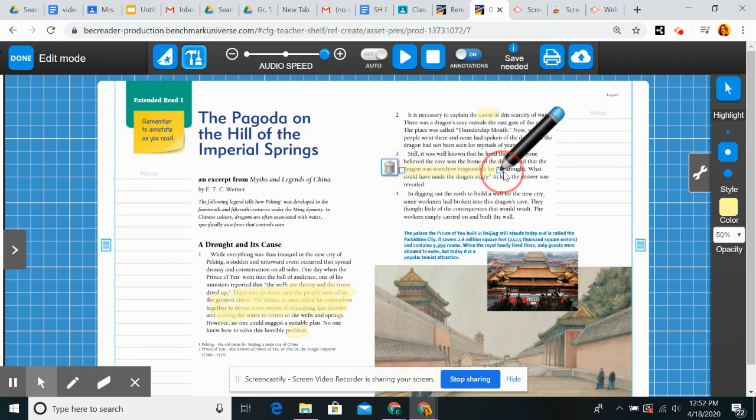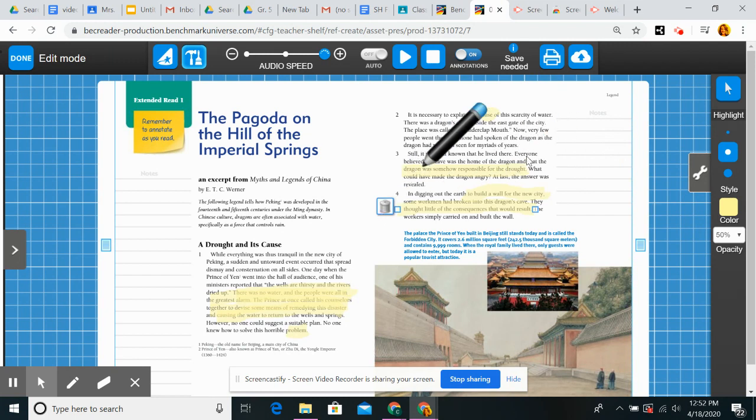That's important to understand. What could have made the dragon angry? At last, the answer was revealed. In digging out the earth to build a wall for the new city, some workmen had broken into this dragon's cave. They thought little of the consequences that would result.